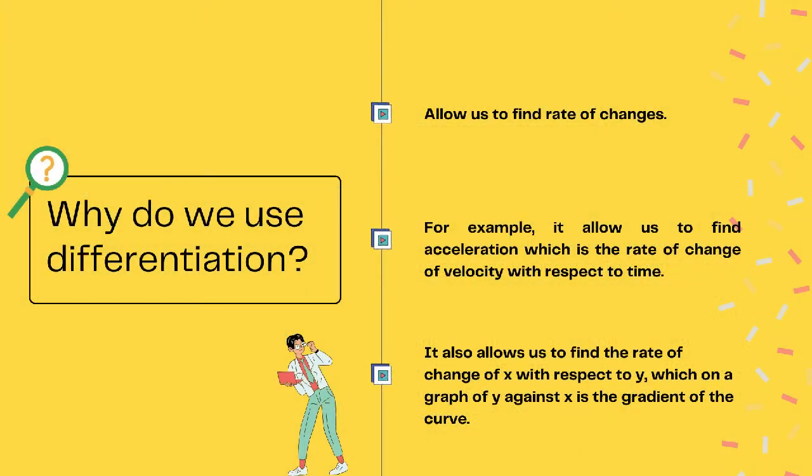Why do we use differentiation? It allows us to find rate of changes. For example, it allows us to find acceleration, which is the rate of change of velocity with respect to time. It also allows us to find the rate of change of x with respect to y, which on a graph of y against x is the gradient of the curve.